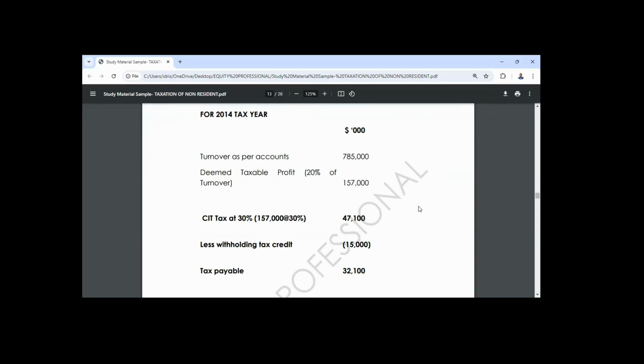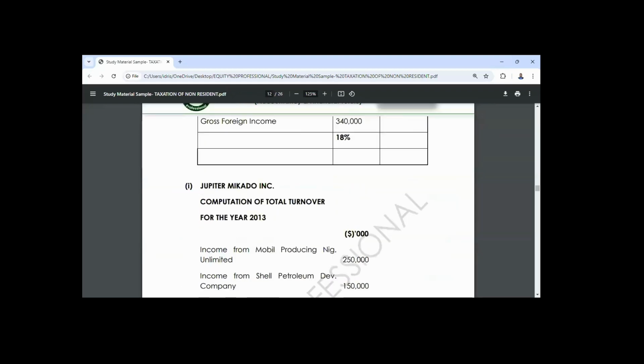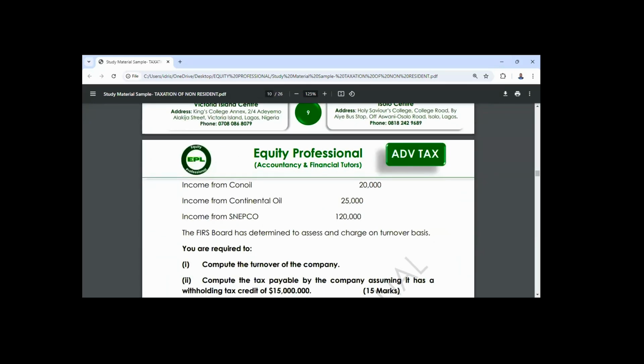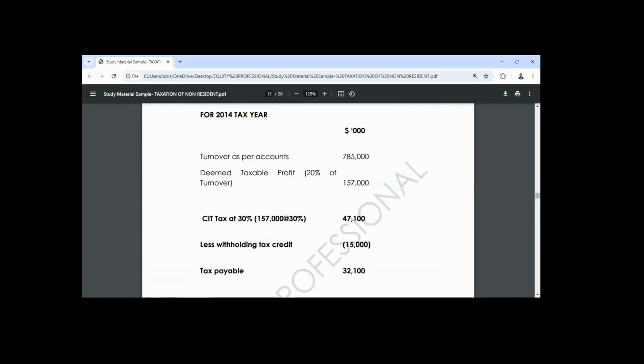But at the point of receiving the income, we are told in the question that they have already deducted withholding tax. They have a withholding tax credit note of 15,000. So from the company income tax that they're supposed to pay, which is 47,100, we less the withholding tax credit note, the tax that has already been deducted. So the net tax payable is going to be 32,100. That is the net tax payable, and that is what the examiner asks us in this question.